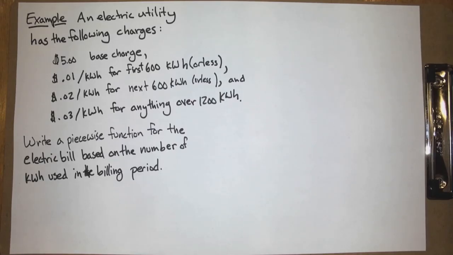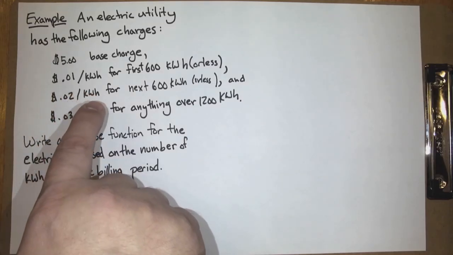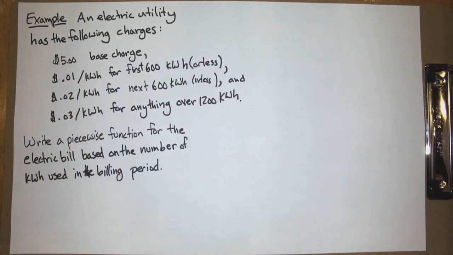And they say, okay, it'll cost you 1 cent per kilowatt hour for the first 600 kilowatt hours, or less. So it's very inexpensive for the first little bit of electricity. You know, because people need to have some electricity. We shouldn't charge too much. We want to make sure that they are able to turn the lights on.